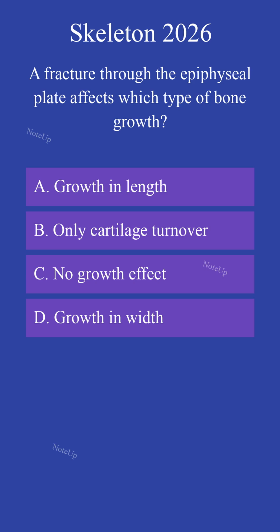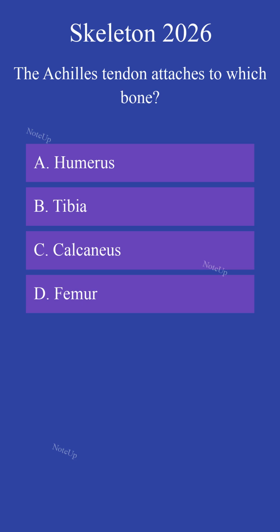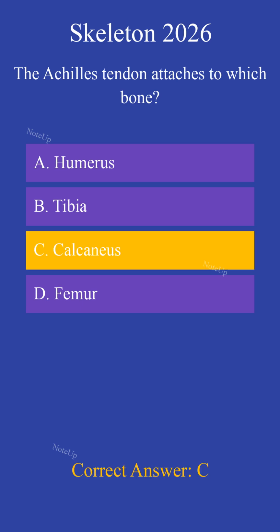A fracture through the epiphyseal plate affects which type of bone growth? The correct answer is A, growth in length. The Achilles tendon attaches to which bone? The correct answer is C, calcaneus.